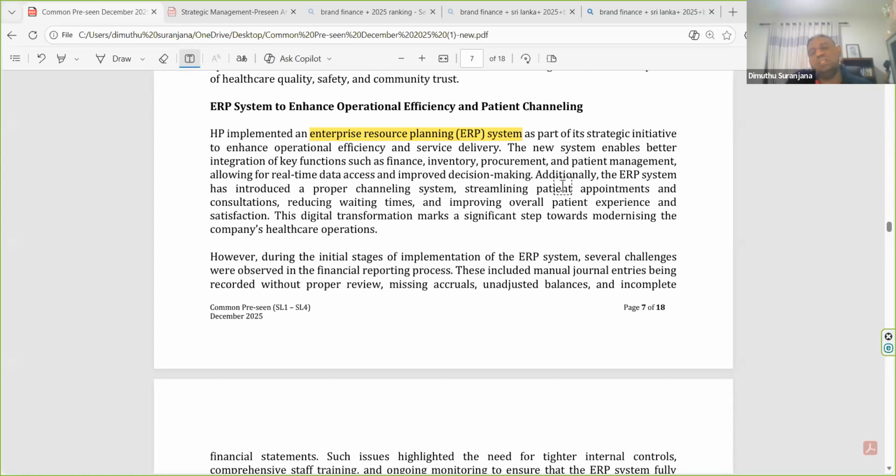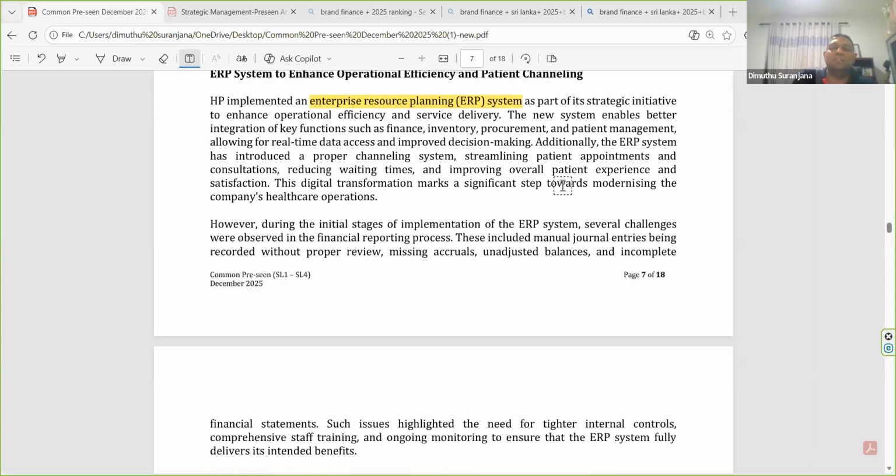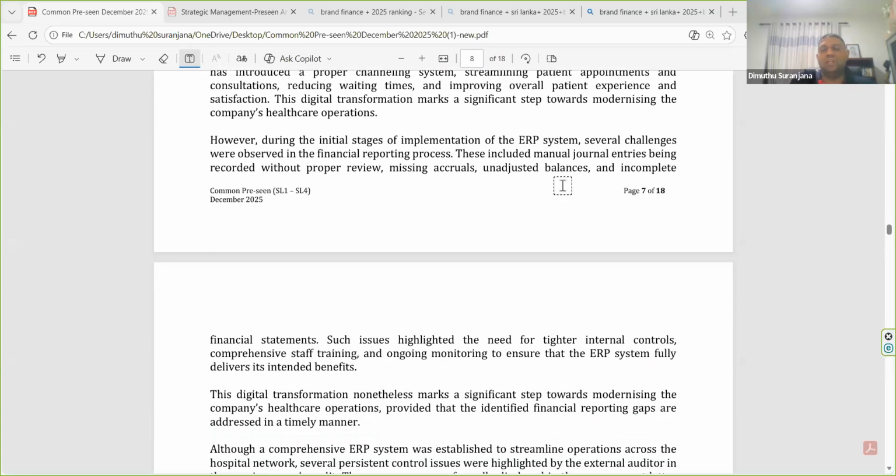However, during the initial stages of implementation of the ERP system, several challenges were observed in the financial reporting process. These included manual journal entries being recorded without proper review, missing approvals, unreconciled balances, and incomplete financial statements. Such issues highlighted the need for tight internal controls, comprehensive staff training, and ongoing monitoring to ensure the ERP system fully delivered its intended benefits. These are past things, I don't think so, right? This is all still available. So the assumption is these are already rectified. We'll see. Because they say clearly, were observed in the financial reporting process. That is in the past. No? The digital transformation nonetheless makes a significant step toward modernizing the company's healthcare operations, provided that the identified financial reporting gaps are addressed in a timely manner.